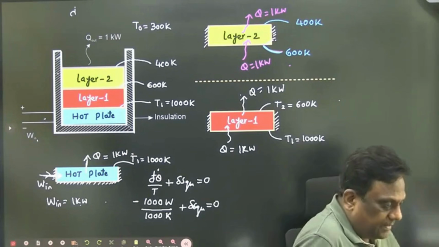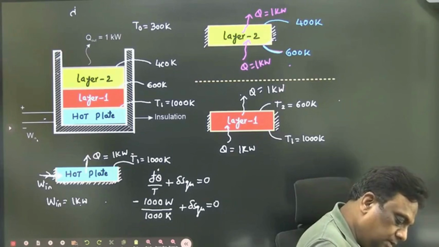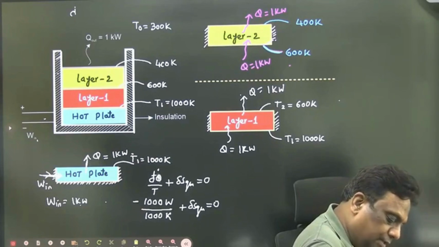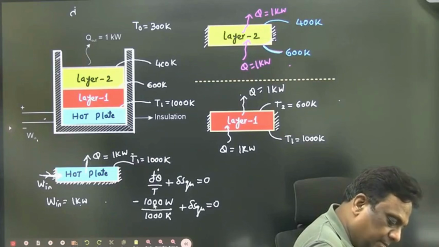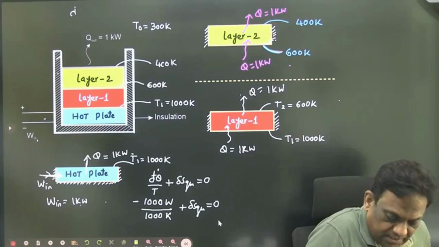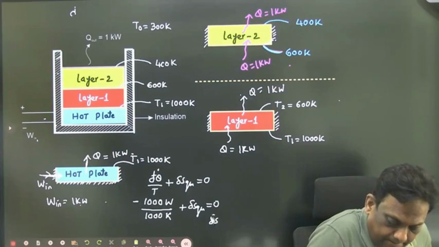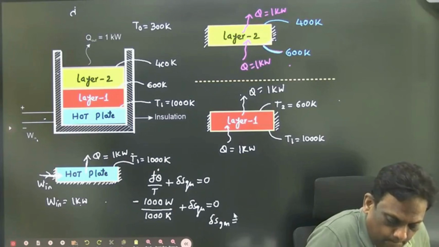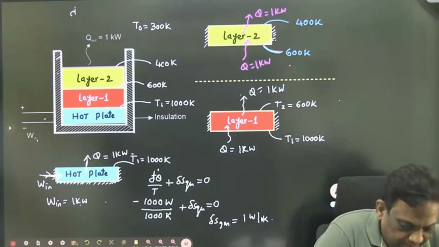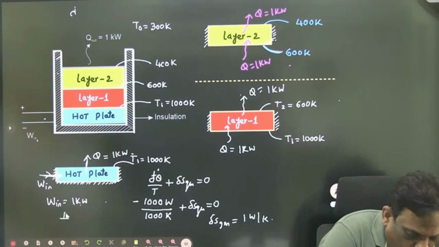Let me repeat, sir. Look here. There is no heat transfer from here. So from this system, it is going out. Out for the hot plate, going out means minus. So Q by T, Q by T, Q by T. This Q is minus 1000 by T. Temperature is 1000. So what is the entropy generation, sir? One watt per Kelvin.